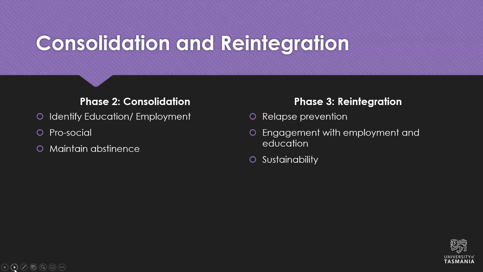Phase 3 is reintegration. So that's to try and prevent relapse, to try and prevent the person from getting back onto drugs. Engagement with employment and education services. So continuing that, ensuring that if the person is receiving training or has started a job or something like that, that continues. And then sustainability, making sure that the person can lead a life that is sustainable for them and maintain that abstinence that they've started.